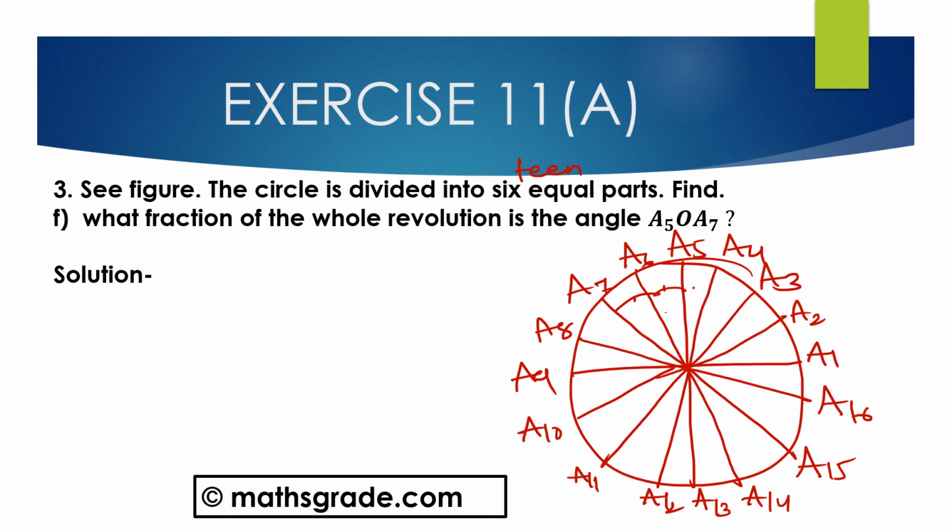So the fraction will be 2 divided by 16. This A5 to A7 is 2 parts: A5 to A6 is 1 part, and A6 to A7 is the second part. So 1 plus 1 is 2, so numerator is 2. The whole circle is divided into 16 equal parts, A1 to A16, so denominator is 16. So 2 divided by 16, cancelling by 2: 2 divided by 2 is 1, and 16 divided by 2 is 8. So the fraction of the whole revolution is the angle A5OA7 is 1 divided by 8.